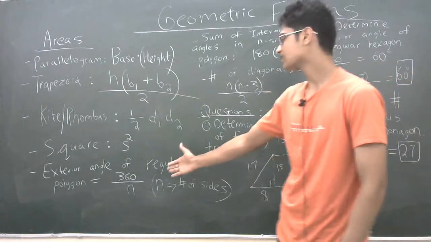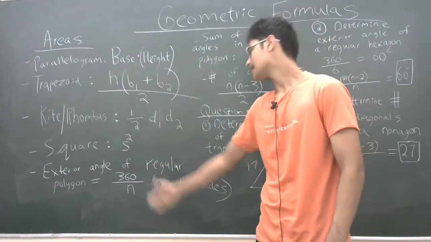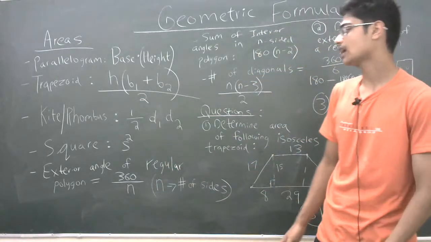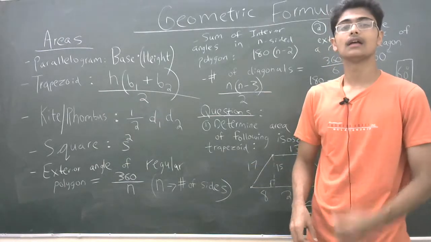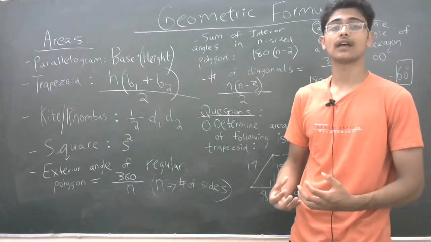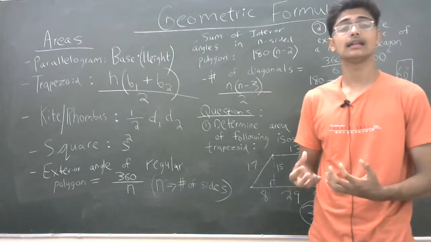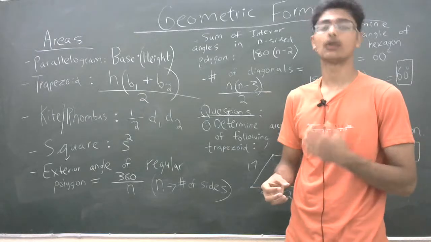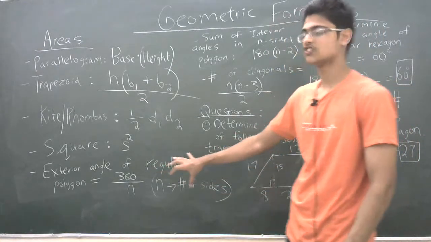And so the exterior angle of a regular polygon is 360 divided by n, as you can see, where n is the number of sides. If the polygon is regular, and you know that the sum of the exterior angles in any polygon is 360 degrees, it makes sense that you can divide that by n to determine the measure of each exterior angle. So this is an important formula that you should know.